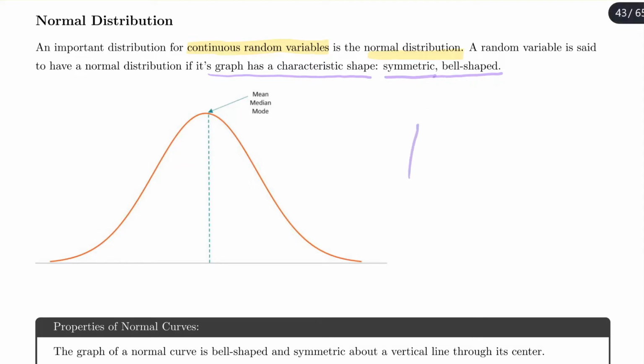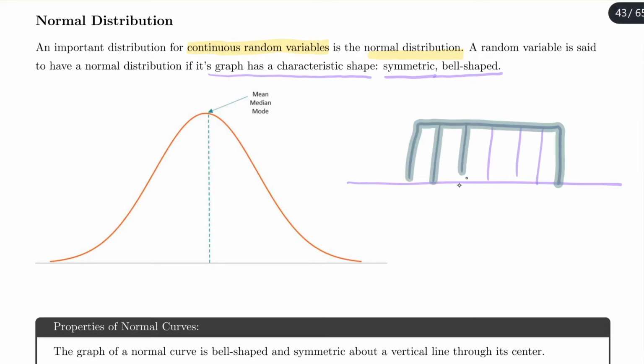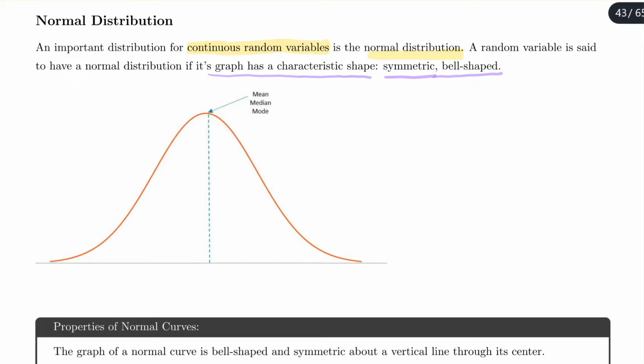Note that, for example, if you have a histogram where it's just all the same value, this is still symmetric, but it is not bell-shaped. So in this section, we're specifically talking about the distribution that is symmetric and bell-shaped. And this is the shape right here.